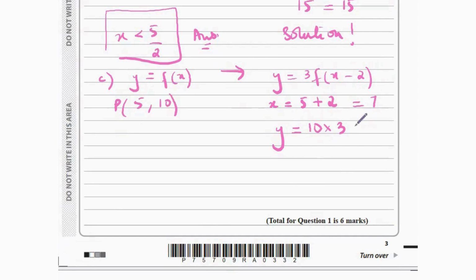So that's 7 and 30. So the coordinates are (7, 30). That is your answer.